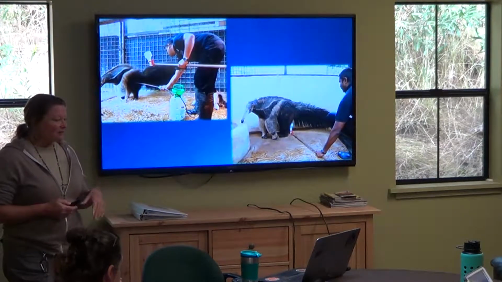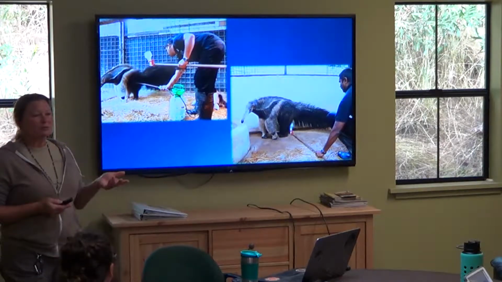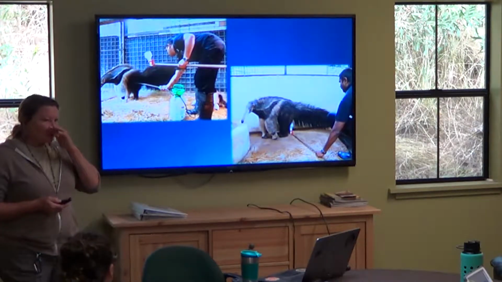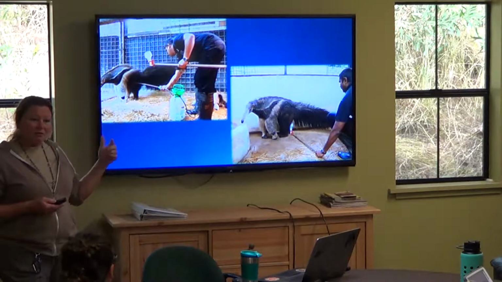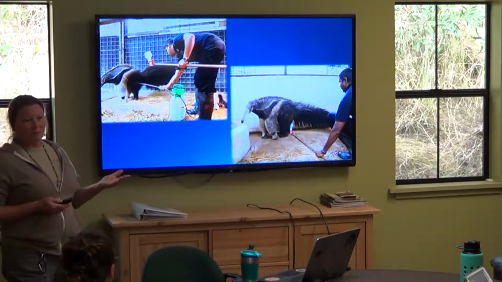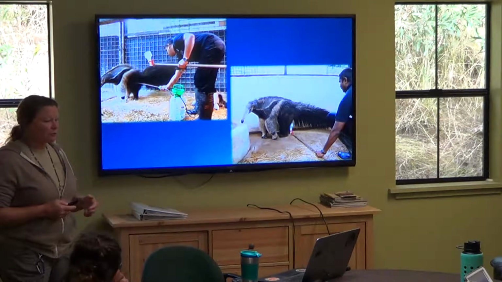Okay, again, I think I've shown you these two slides of training giant anteaters to urinate on command. The keeper noticed that they would often urinate when they were getting their little mist bath in the morning, and so he was able to capture it and then put it on a cue and collect urine whenever he needed.